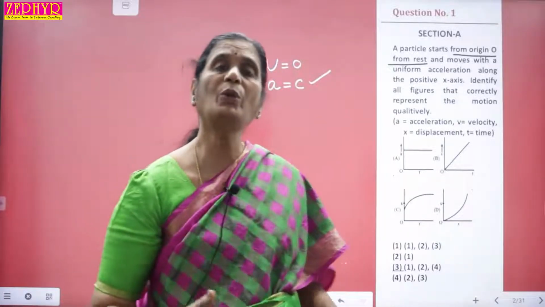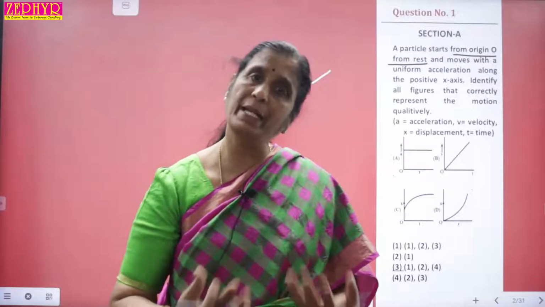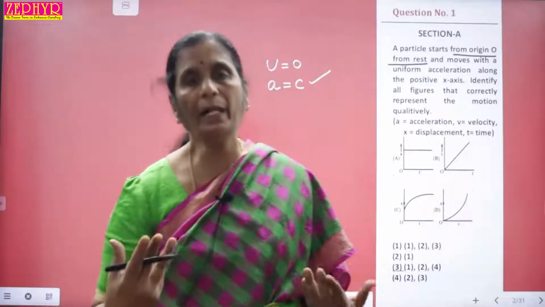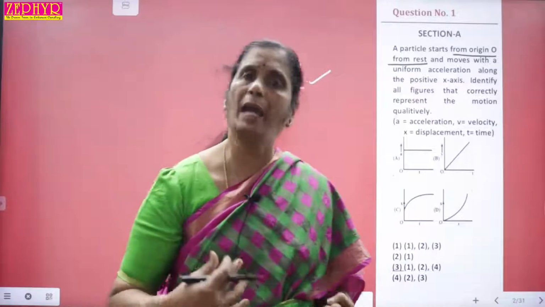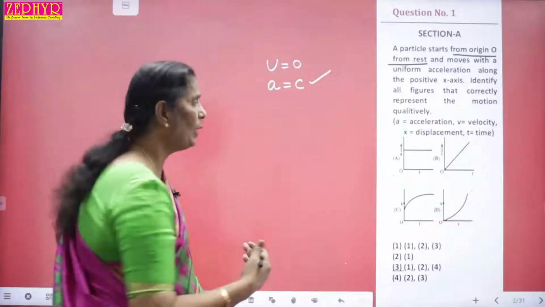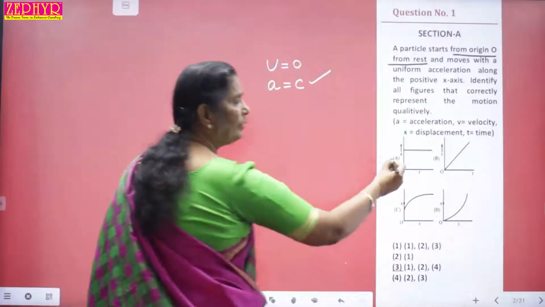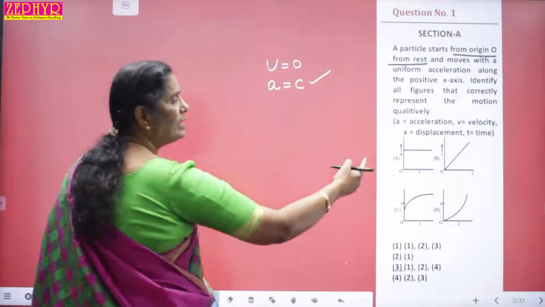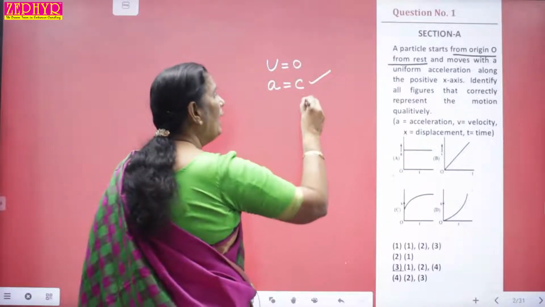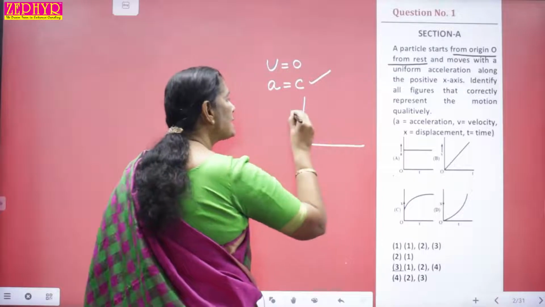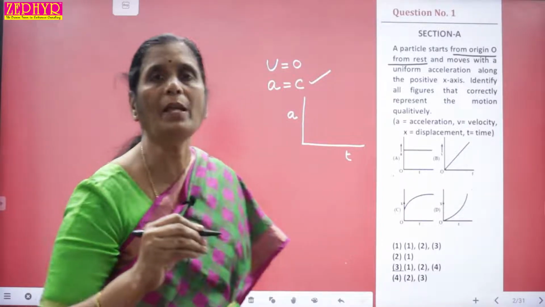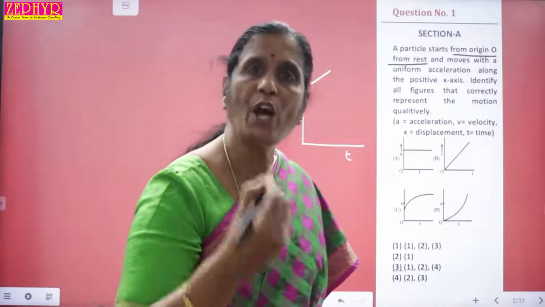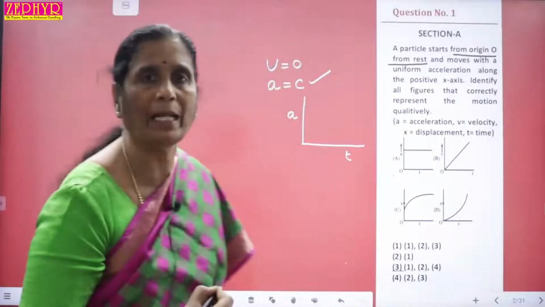So we have to go through each and every graph. It may be a VT graph, or an AT graph, or an ST graph, but we have to tell which is the correct graph. Okay, so we'll start doing the choices. Take the first choice. In the first choice they are expecting us to draw an acceleration-time graph. Don't see the answer, you just try to draw AT from the given data.